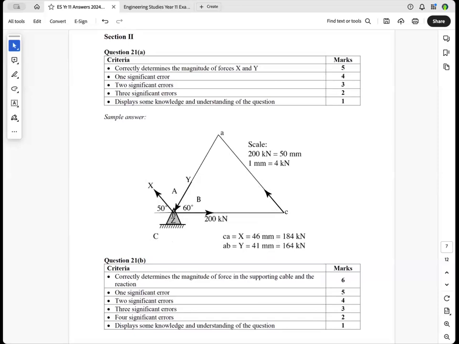Make sure you see this down here. Some of you didn't attempt this. Display some knowledge and understanding of the question to get 1 mark. So if you leave this blank, you've lost that mark. For example, if you just put Bow's notation around here and a scale, you definitely get 1 mark. But leaving a blank will get you nothing.